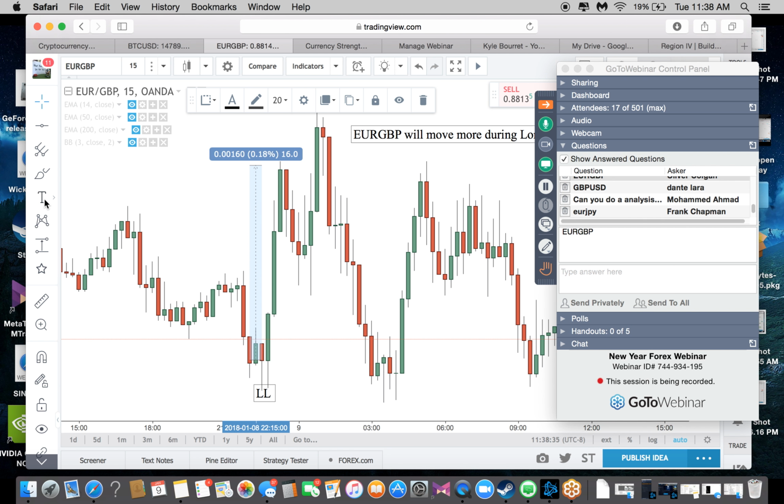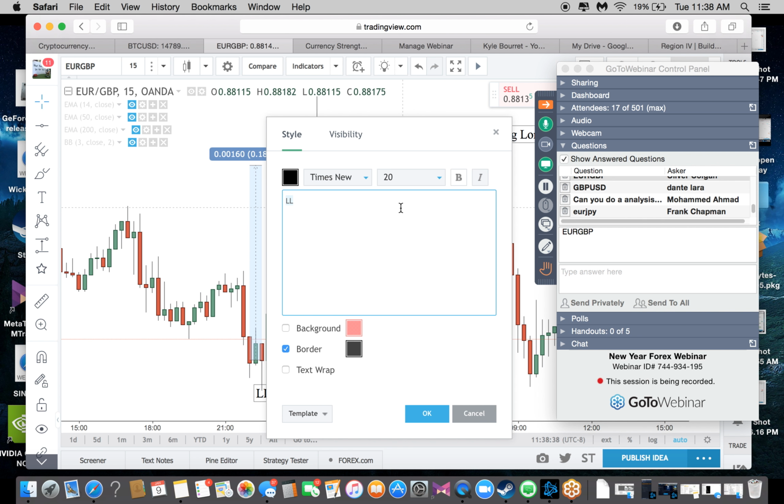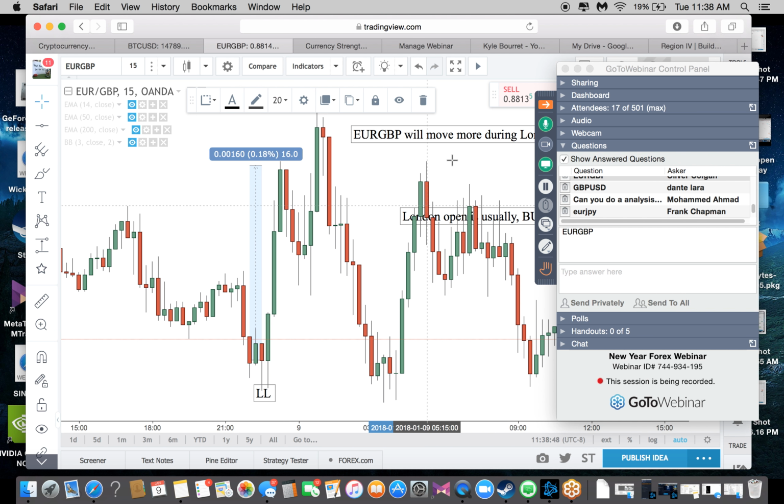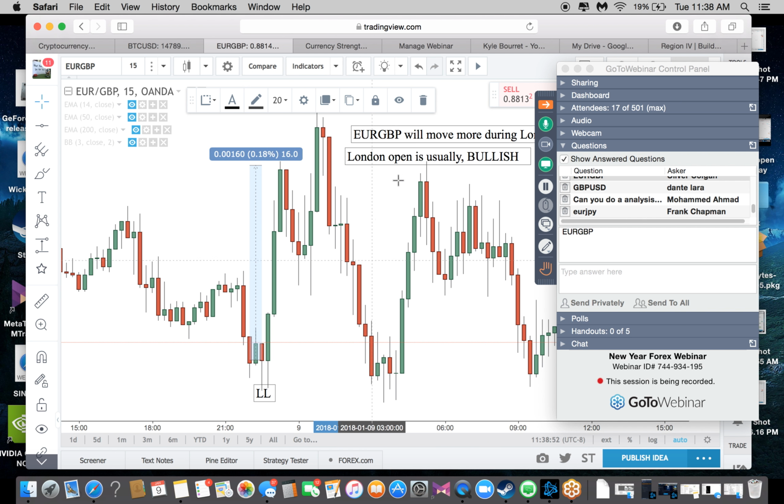Another rule of thumb for you guys. This is another little cheat. London Open is always usually bullish. It's a trick. It's usually always bullish. Most all London Opens are usually bullish. So just follow that higher time frame momentum and get an idea of where the pair is moving, right?